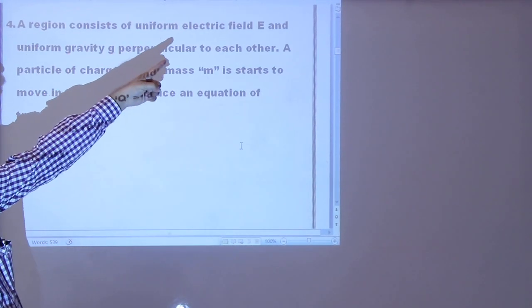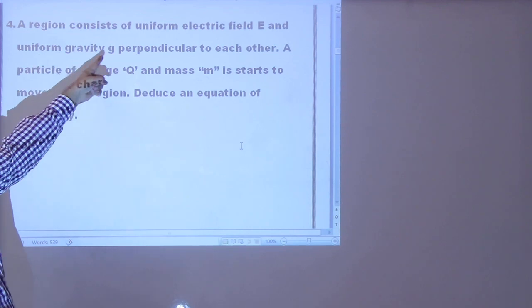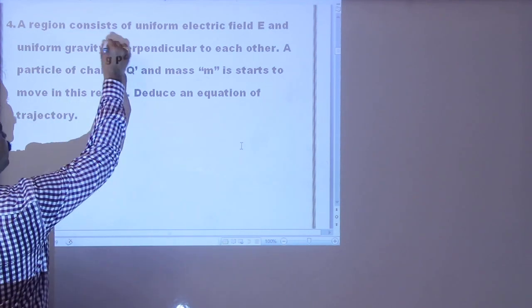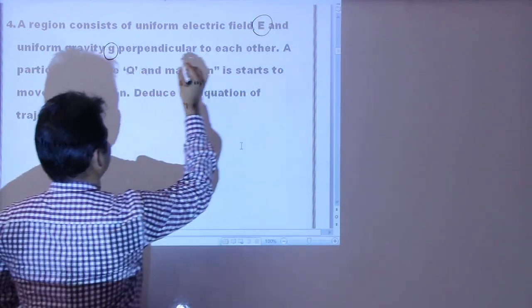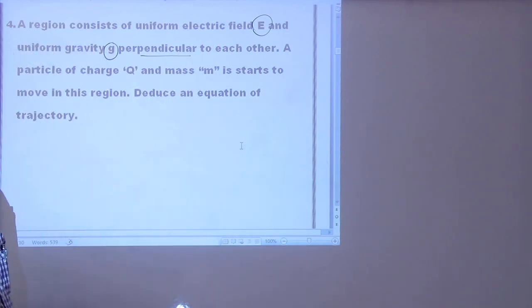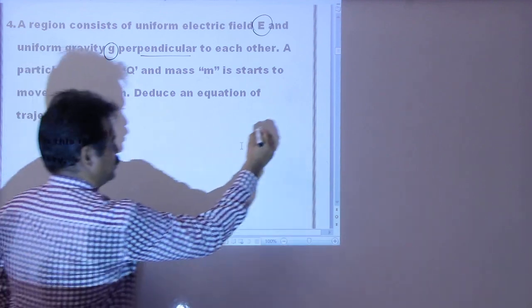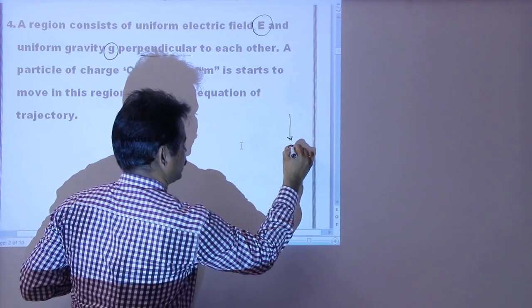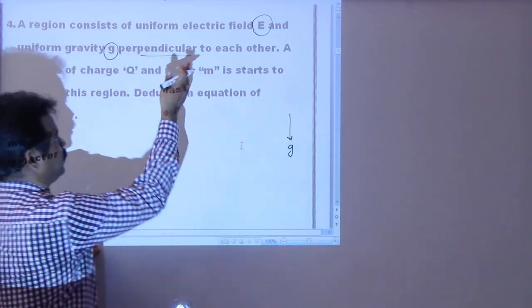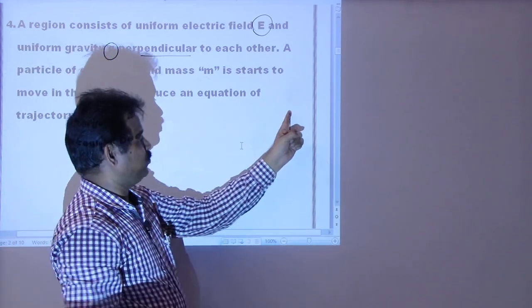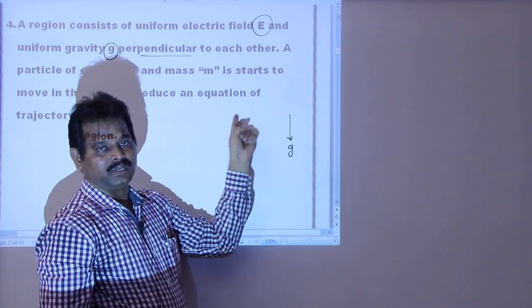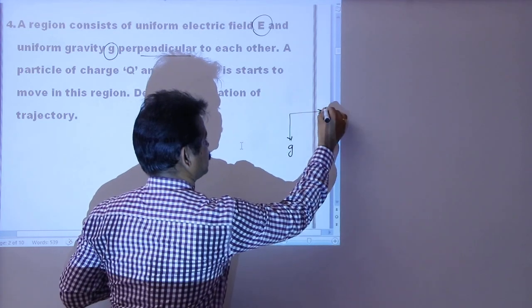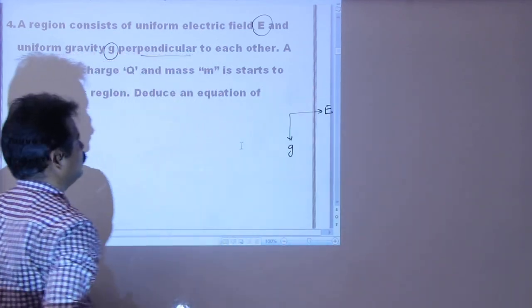In this problem, a region consists of a uniform electric field and uniform gravity g. This is the acceleration due to gravity. This is the electric field, and they are mutually perpendicular to each other. We know that small g always acts downwards. So let me take this as small g, acting downwards, and the electric field is perpendicular, meaning it should be acting along the x-axis or negative x-axis. So let me take this as the x-axis, E.